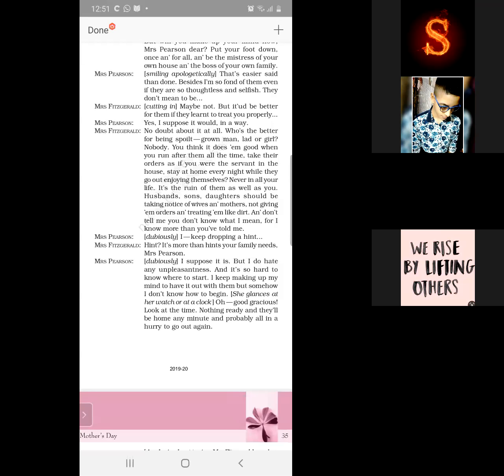Tell them that you are also human. You have been putting in so many efforts. You're working hard for them, making all kinds of things arranged for them. So it's their moral duty also somewhere to respect her, to give importance to the values and the efforts which she is putting in for you, right? And if, at the end of the day, they need a break, then you also need a break. Why are they treating you like dirt? And don't tell me you don't know what I mean, for I know more than you have told me.